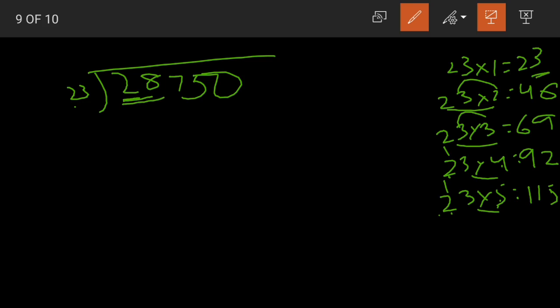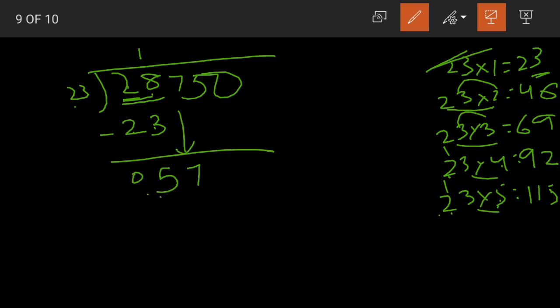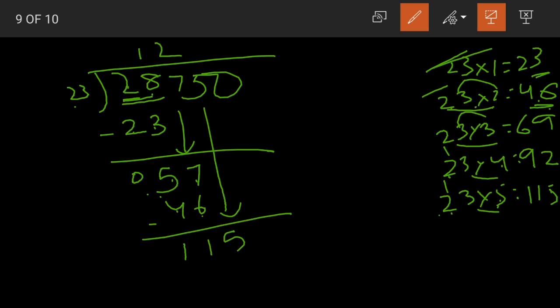Now 28 comes here, going for the lesser number. 23 ones are 23. When we subtract, 8 minus 3 is 5, 2 minus 2 is 0. Yes, children? Bringing another number down, so we have 57 here. 57 comes between 46 and 69. Now we should go for the smaller number. 23 twos are 46. Again when we subtract, 7 minus 6 is 1, 5 minus 4 is 1. Now bringing another digit down, 115. See, 115 is exactly divisible by 23. 23 fives are 115. When we subtract, 0.